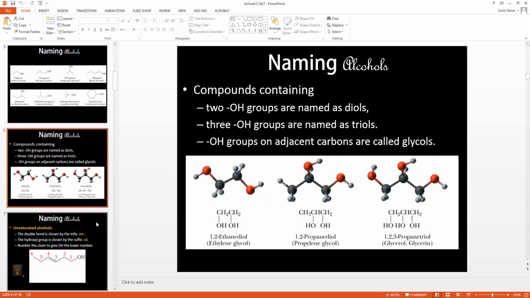Now, alcohols that have more than one hydroxyl group, so two OH groups are named diols, three OH groups are named as triols, and then any OH groups on adjacent carbons are called glycols.